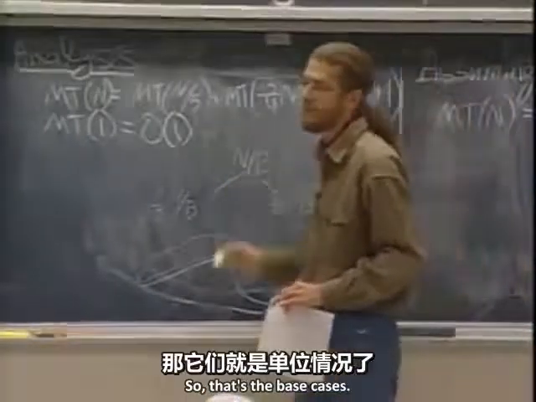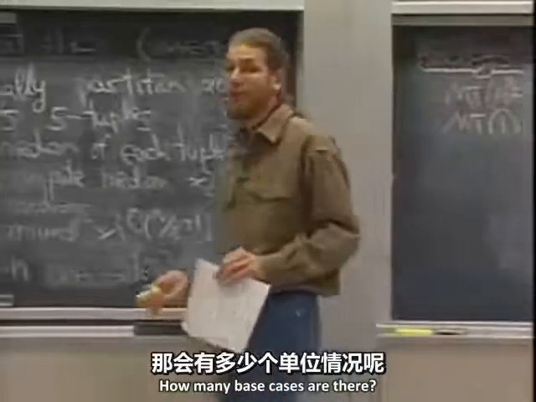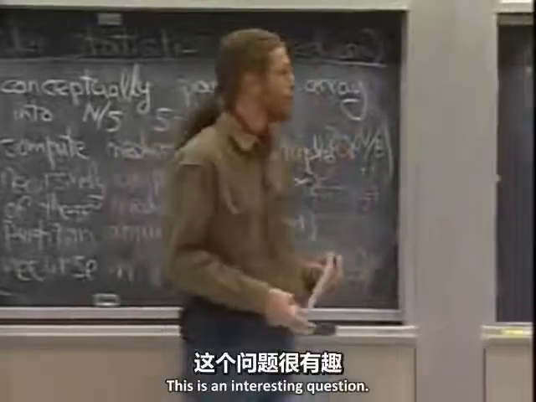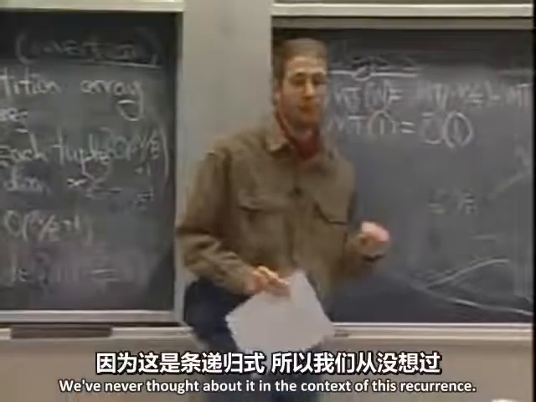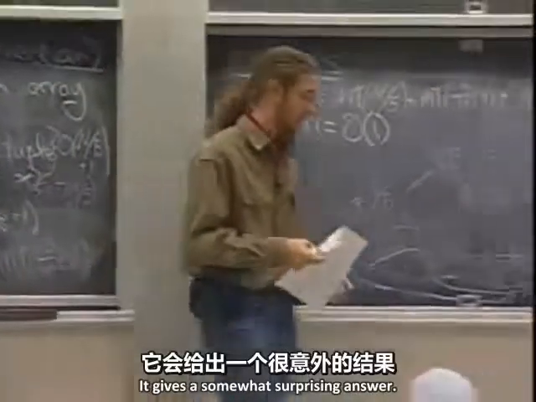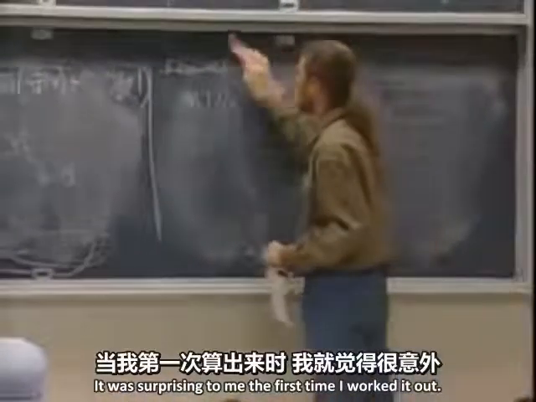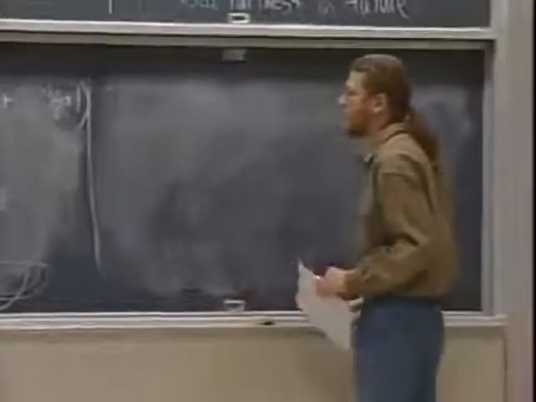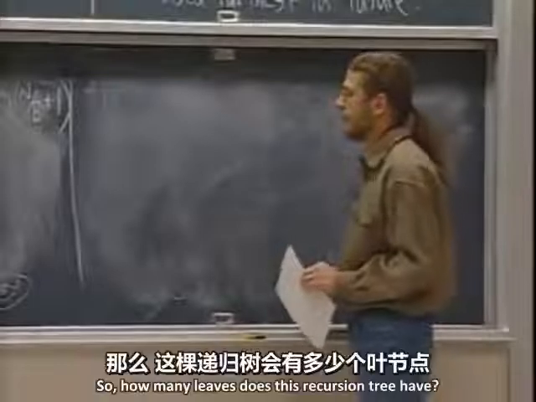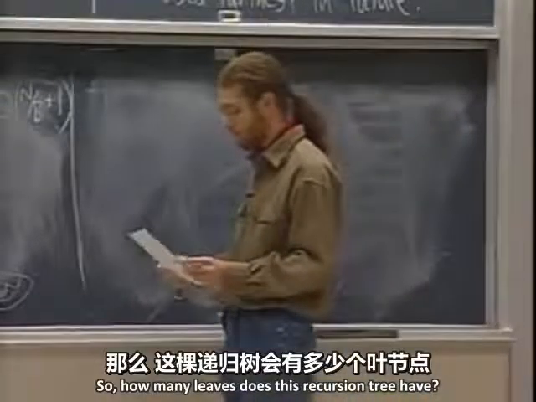So that's the base cases. How many base cases are there? This is an interesting question. We've never thought about it in the context of this recurrence. It gives a somewhat surprising answer. It was surprising to me the first time I worked it out. So how many leaves does this recursion tree have?